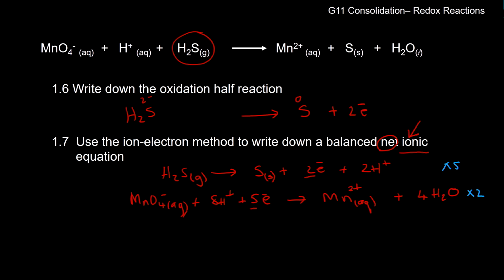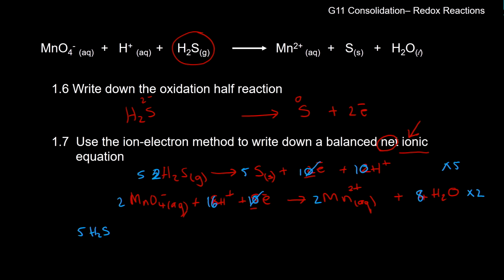So let's do that. So we end up with 5H2S, and I'm just going to do it here, we'll save time. 5H2S gives 5S plus 10 electrons plus 10H plus. This side is going to be 2 plus 16 plus 10. There we go. Electrons are balanced. Plus 2 Mn2 plus, 8 waters. Okay, so now we can cancel out these electrons.